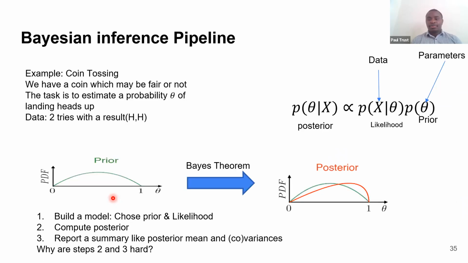I will stop here for today, but the course is moving. Just for the interest of time, I'll stop. But what I will tell you, this is the Bayesian pipeline. You build a model, choose prior and likelihood, compute the posterior, and report the summary statistics.